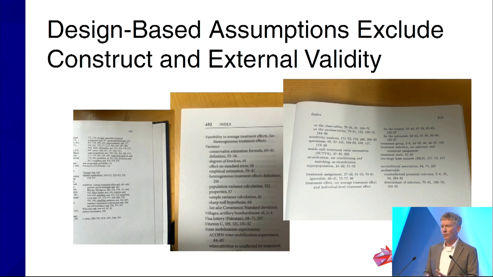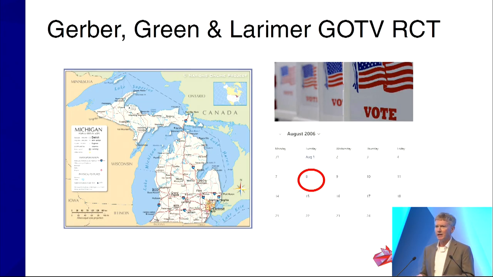And what we want to show is that just like internal validity, construct and external validity also are necessary for preserving the deductiveness of causal claims. And also they're essential for just the accumulation of scientific knowledge. And the way I'm going to show that is I'm going to make use of this wonderful paper from Gerber, Green and Larimer that they published a number of years back in the American Political Science Review. And this is one of my very favorite papers that's ever been published in the APSR.